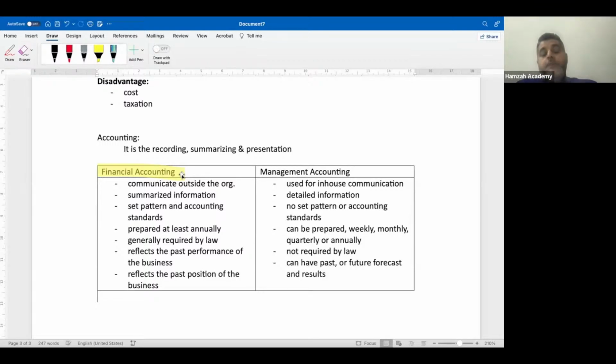So this is basically the major difference between financial accounting and management accounting, that they go into the very basics, very detailed analysis.